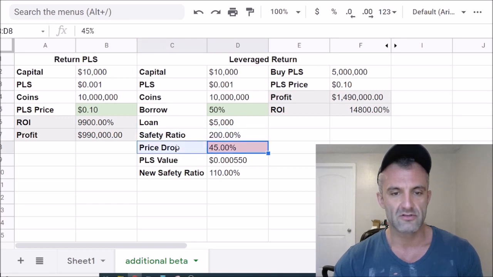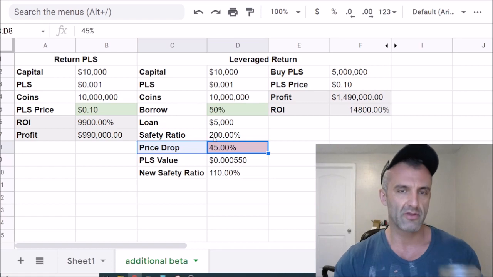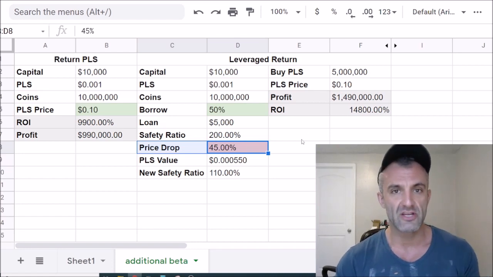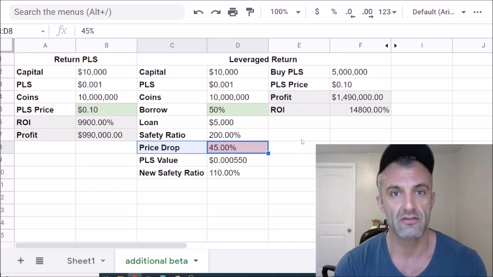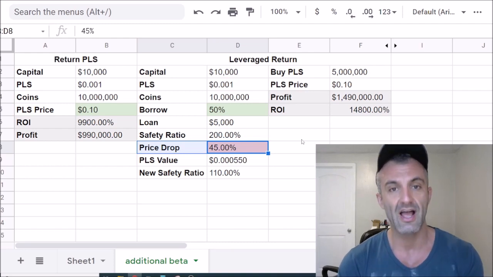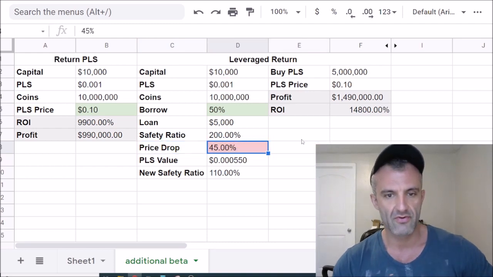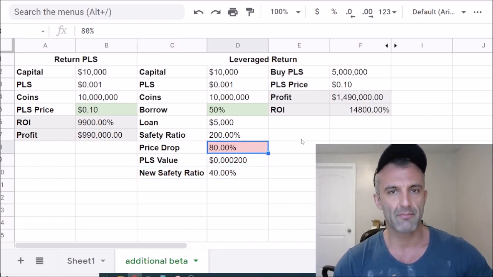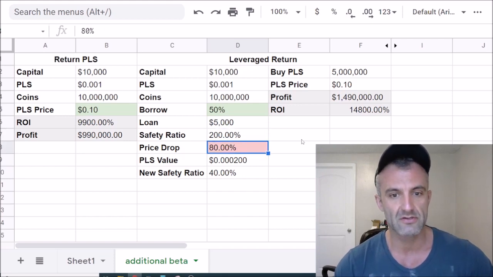How often does the price drop by 45%? Not terribly often, but it does happen, right? Prices can drop by more than that. If you look at the price of Hex a month ago, Hex was down 80% relative to the high. So if we set this at 80%, because we know that happens every once in a while, this is not very frequent.